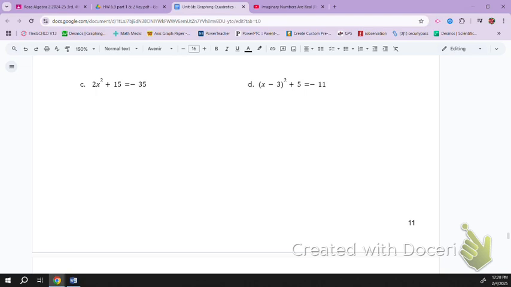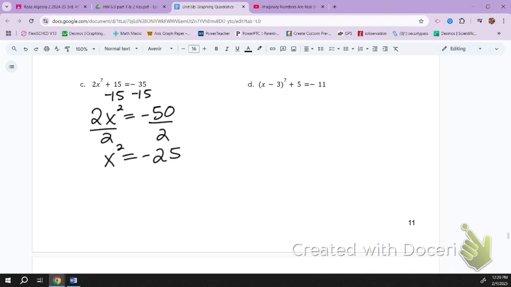We're going to solve by undoing. What should we do first algebraically? Minus 15 from both sides. Negative 35. Subtract 15 more. What are we going to get? Should we get negative 50? How do we continue solving? Divide by 2. I'm getting x squared equals negative 25.